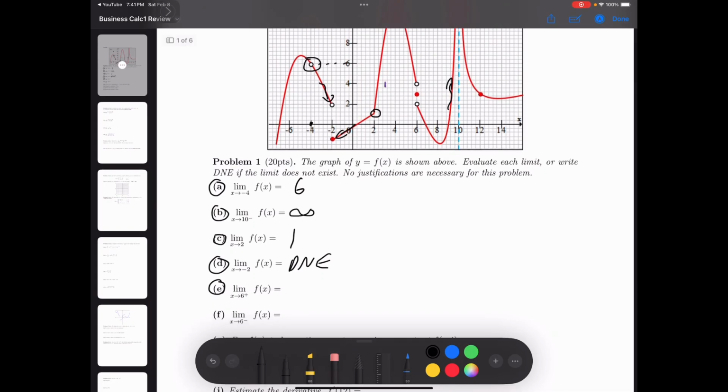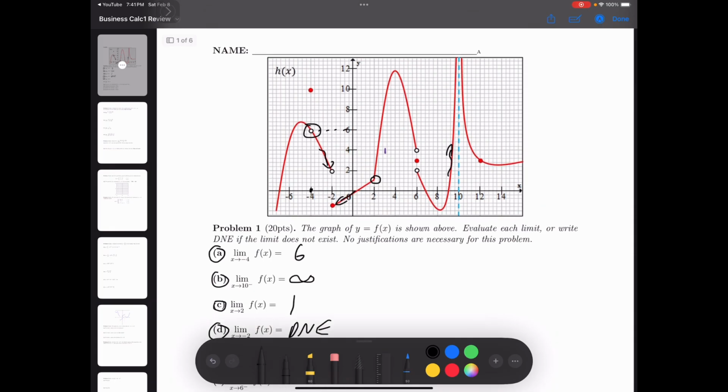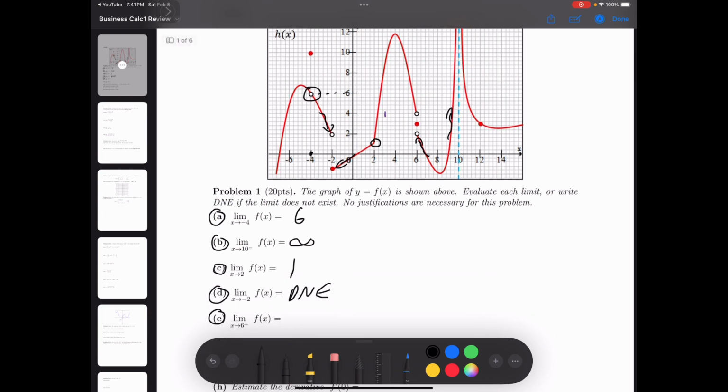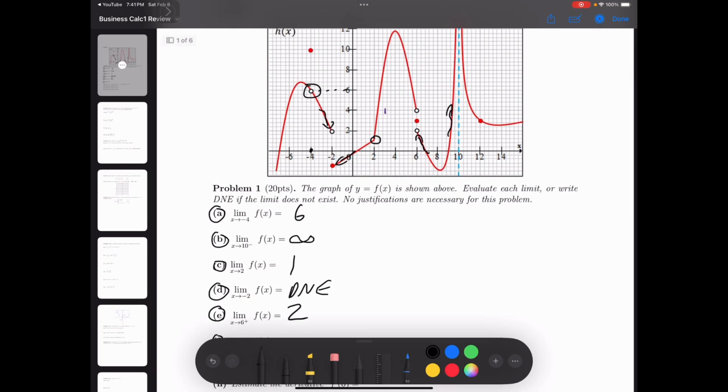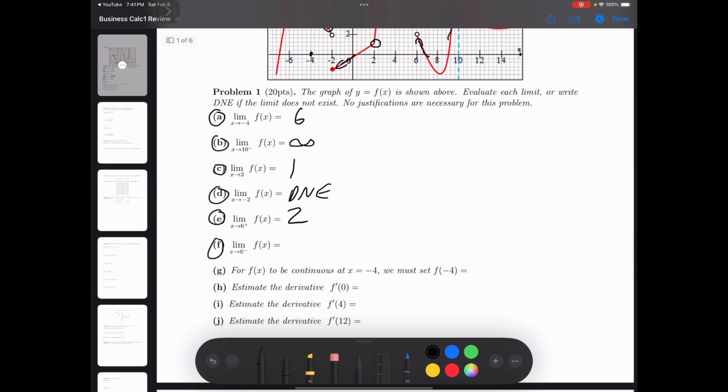For part E, we have the limit as x approaches 6 from the positive side. We have the positive side over on the right. And the limit as x approaches 6 from the positive side is going to be exactly 2. For part F, we have the limit as x approaches 6 from the negative side. As x approaches 6 from the left, we are approaching y equals 4.